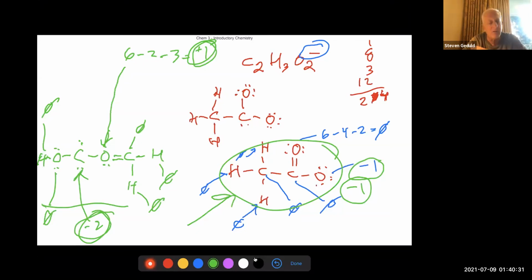And you can draw a whole bunch of ways, but you have to do it so that it has the lowest formal charge. Okay, and again, your formal charge is your number of valence electrons in your neutral atom, which you get right from the periodic table. Subtract the number of covalent bonds, so every bond, and subtract the number of unshared electrons, the electrons that are not in a bond.